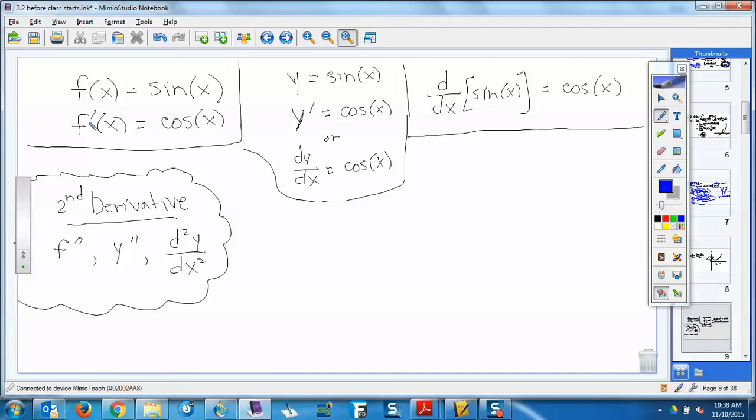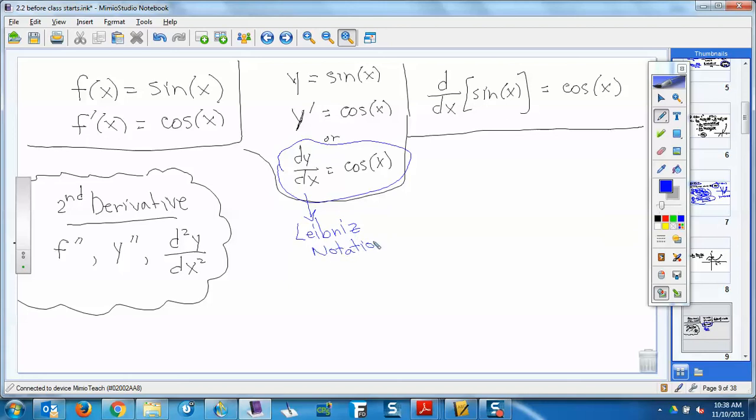And then if you go to the middle on the top, sometimes we're not going to write it in function notation. Usually it's in function notation, but we might use y instead of f of x. So we might say y is equal to sine x, so therefore y prime would equal cosine x. So we're going to get into using the y instead of f of x. Okay? And here's a new notation right here. This is called Leibniz notation.